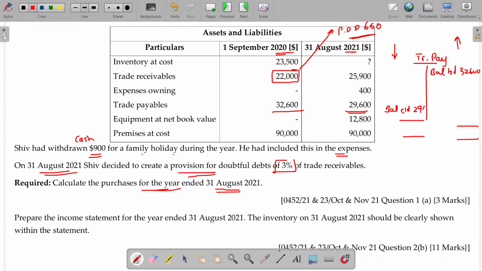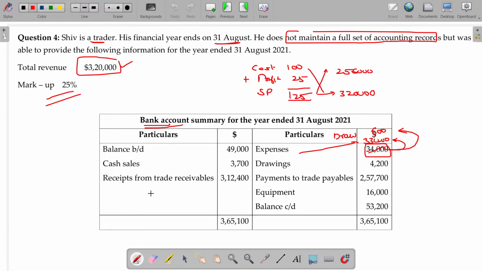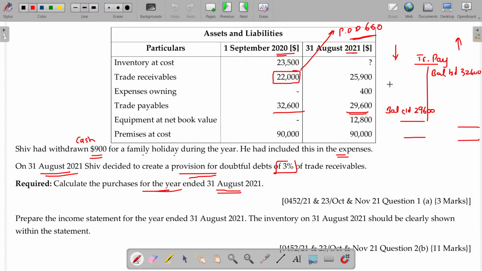I adjust the space here. Trade payables. And payment to trade payables being 2,57,700. I have to pick the items for the trade payables. 2,57,700 will reduce the value. 2,57,700, bank. Is that okay? So we got three values. If you tally, then finally you can get the credit purchases.